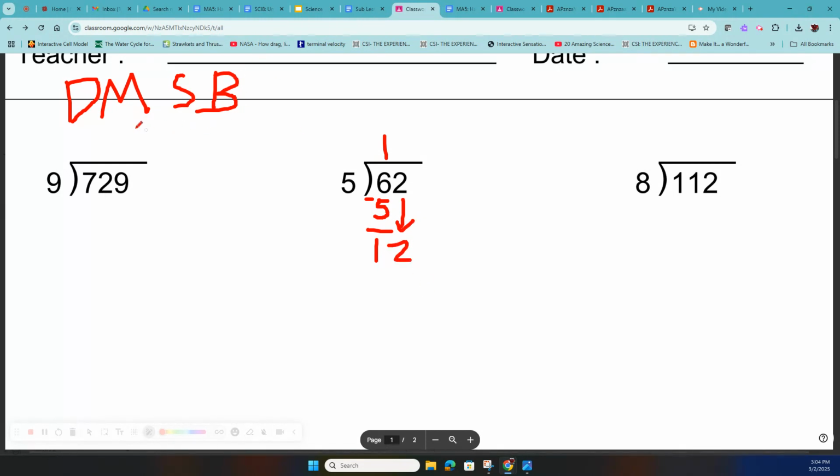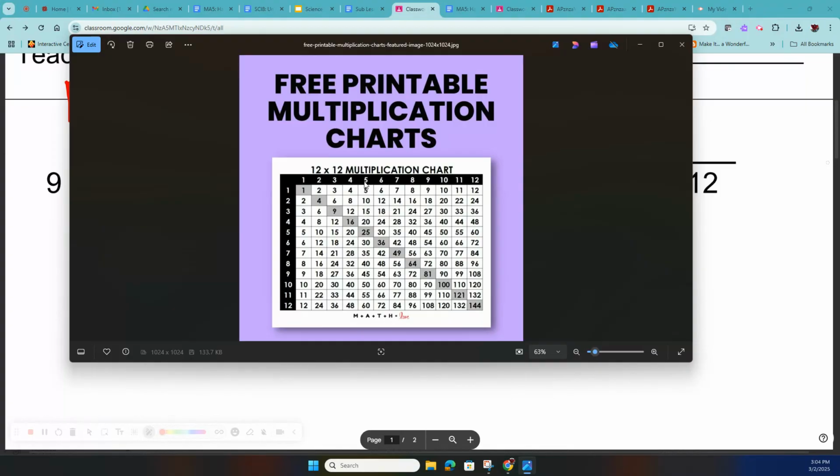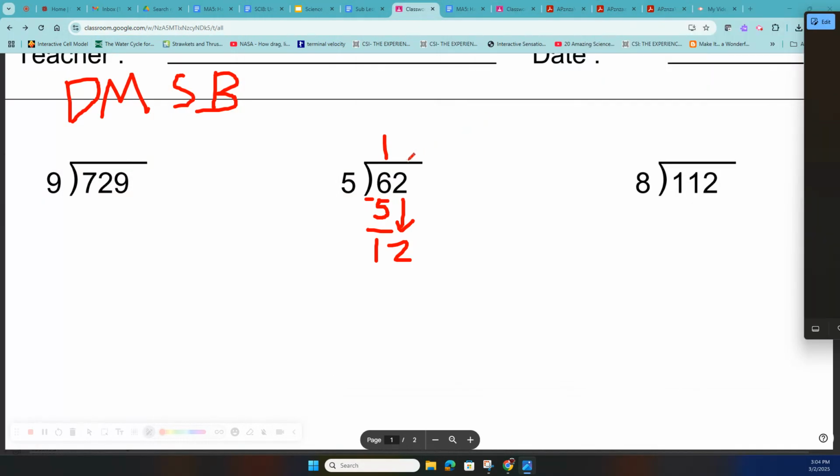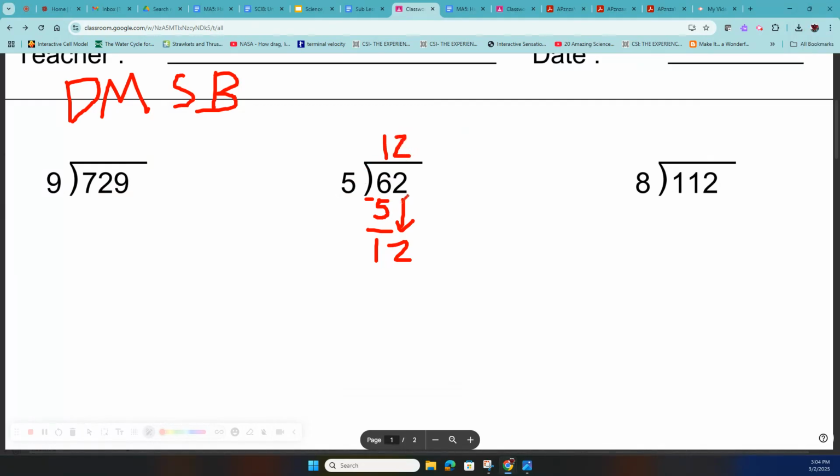And then I go all the way back to the start. Divide step. How many times does 5 divide into 12? Well, let's see. 5, 10, 15. Okay, 15 is too big. That's too far. But 10 works. So 5 fits into 12 twice.